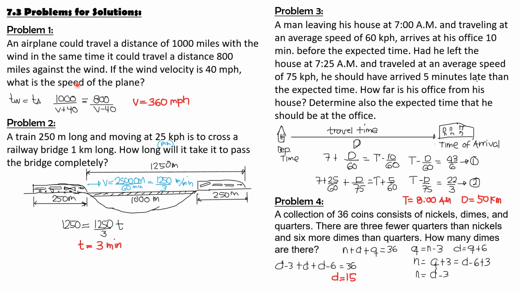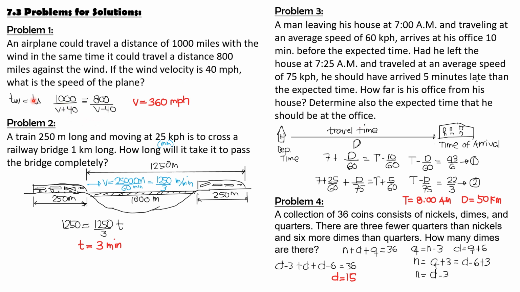So it is mentioned in this problem that the time for the airplane flying with the wind is equal to the time for the plane to fly against the wind, but the distance is different. So with the wind, the distance is 1000. Effective speed is v plus the wind velocity, which is 40 miles per hour.